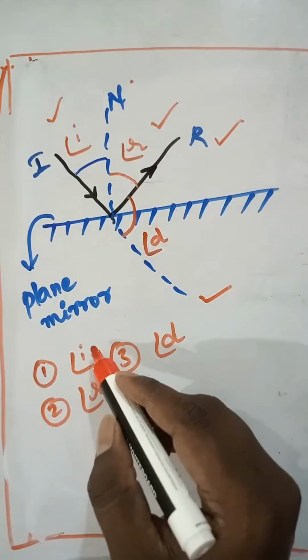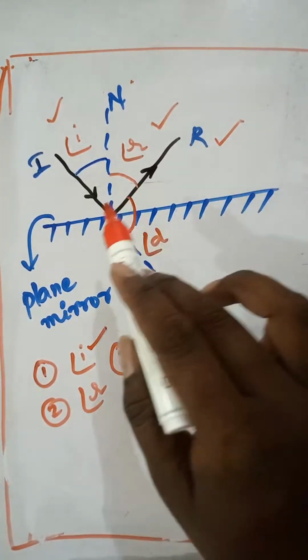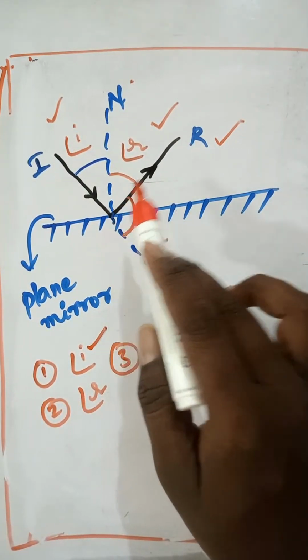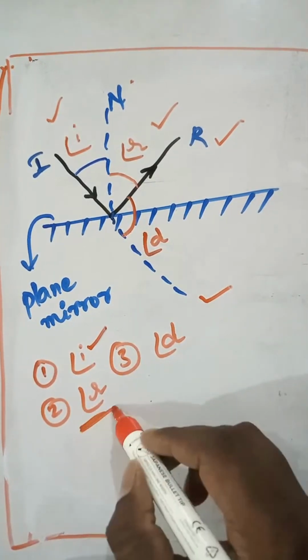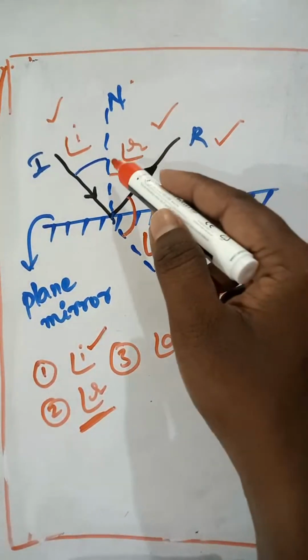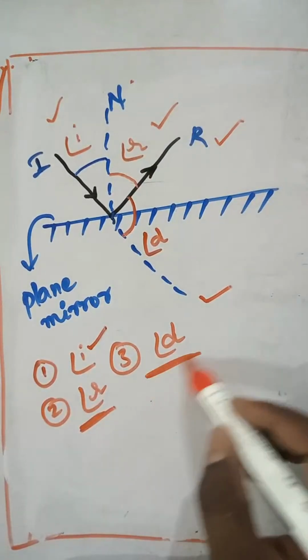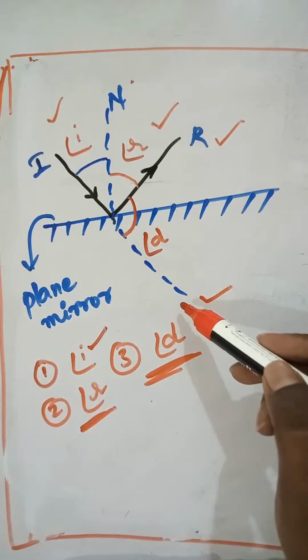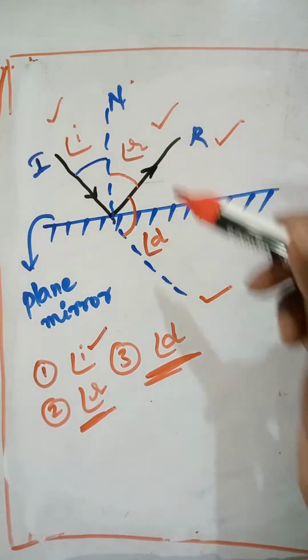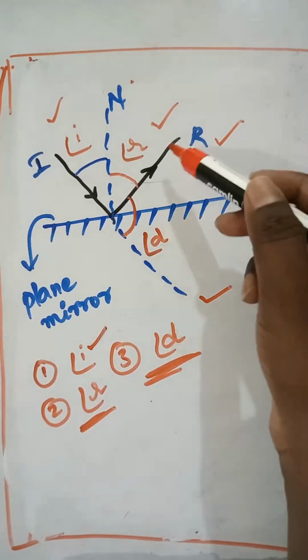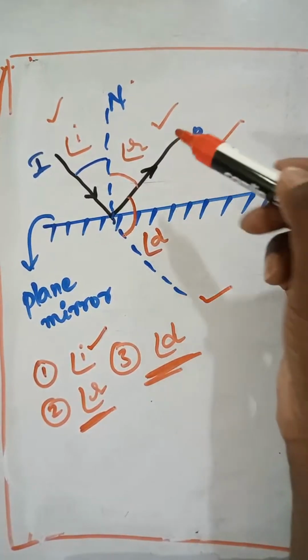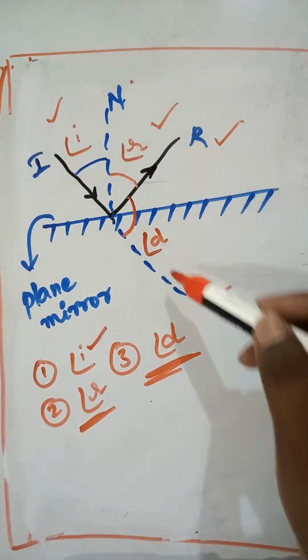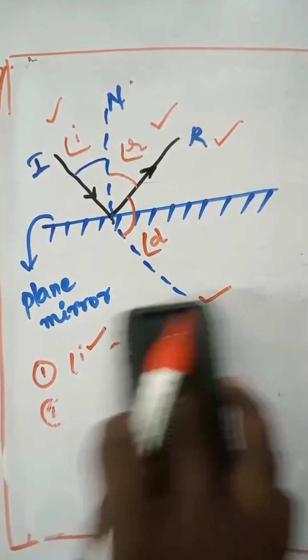The definition of angle of incidence is the angle between the incident ray and the normal line. The definition of angle of reflection is the angle between the reflected ray and the normal line. And the angle between the reflected ray and the undeviated line is called the angle of deviation. I hope it is clear to you all.